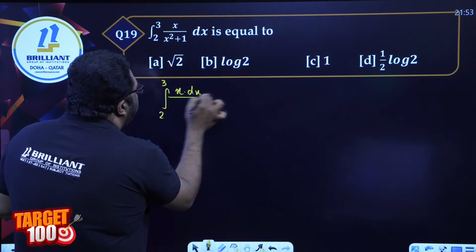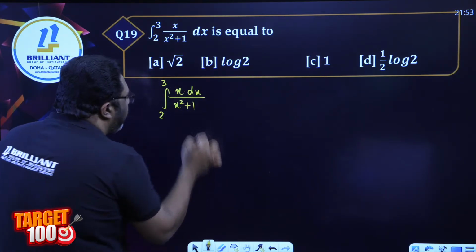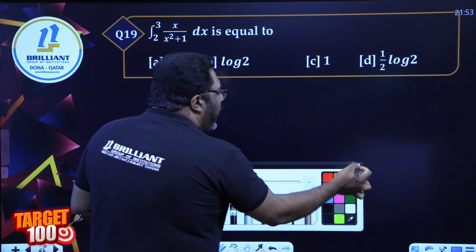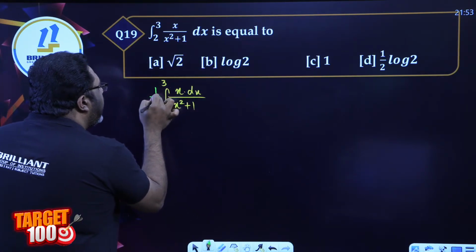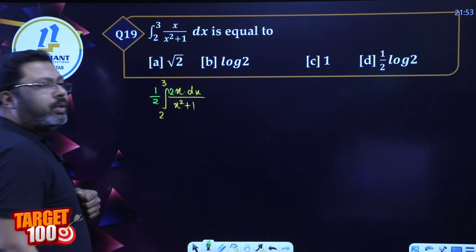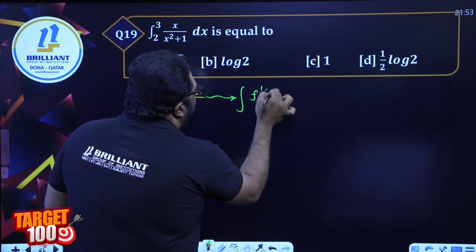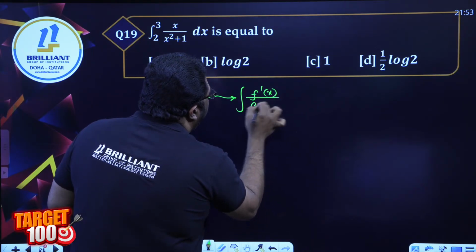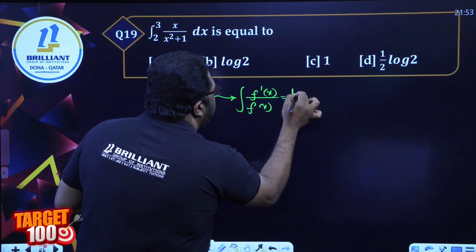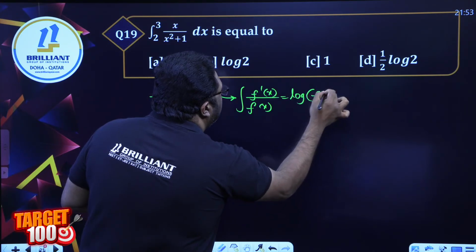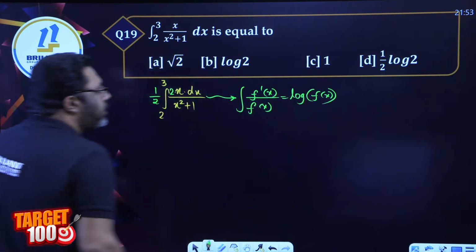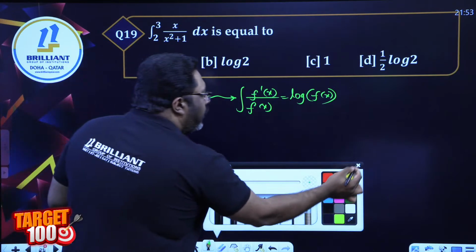And it's a method of substitution, or you can create that f dash of x by f of x. I'll simply multiply and divide by 2. So this now looks like the integral of f dash of x divided by f of x, which is log f of x. Apply that formula, please, all of you.